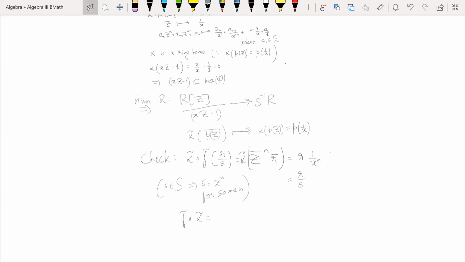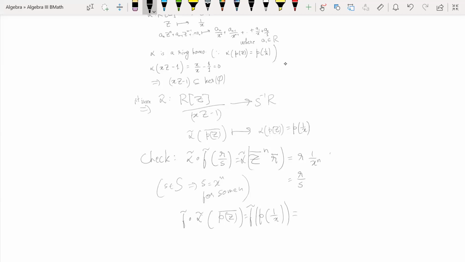So you just look at some element. A typical element of this ring looks like p(z) bar, r(z) mod xz minus 1. By definition, alpha tilde of this is p of 1 over x, and one has to apply f tilde here. So what is f tilde of p of 1 over x?